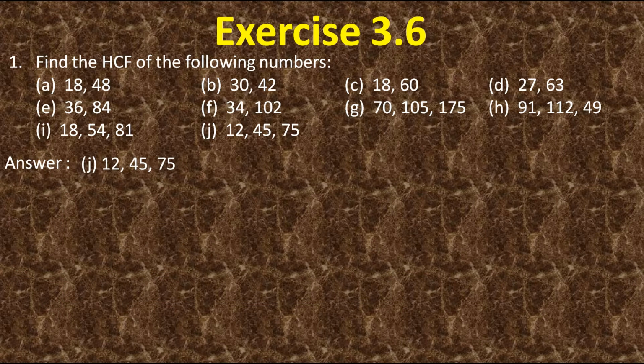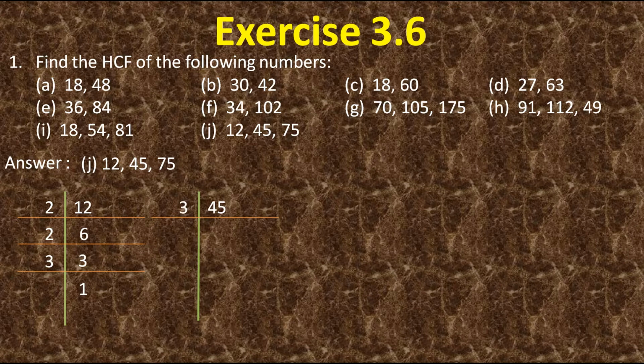So first we will take 12. 2 6s are 12. 2 3s are 6. 3 1s are 3. Now for 45, 3 1s are 3. We will get 1 as remainder that we will put in front of 5. So this became 15. So 3 5s are 15. Now 3 5s are 15. 5 1s are 5. Okay.